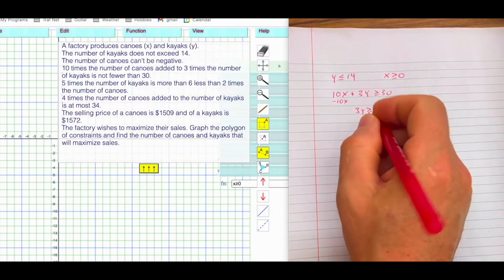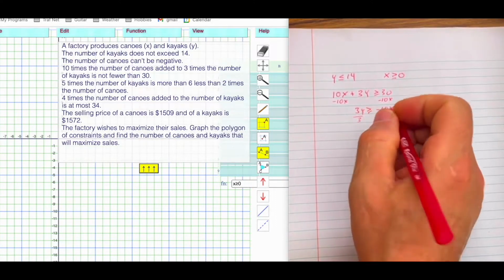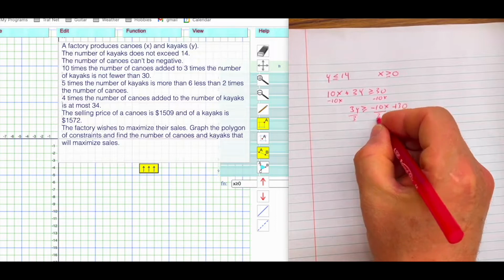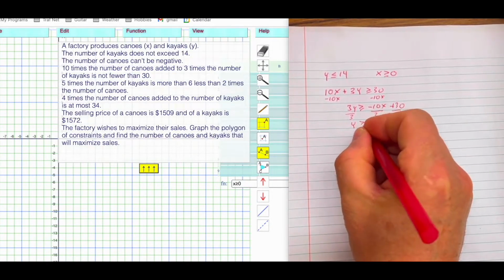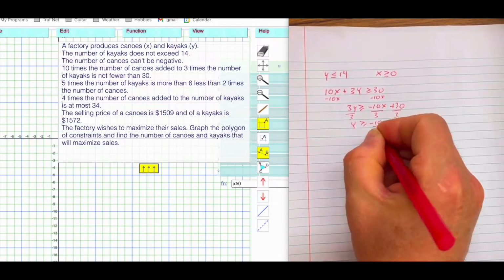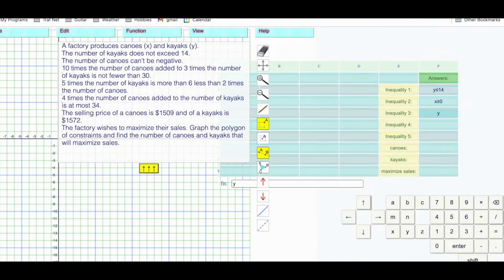I want to get the Y alone. The 3 is stopping that from happening. The 3 is multiplying the Y. I divide both sides by 3. Then we get Y is greater than or equal to negative 10 over 3 X plus 30 divided by 3, which is 10. Y is greater than or equal to negative 10 divided by 3 X plus 10.